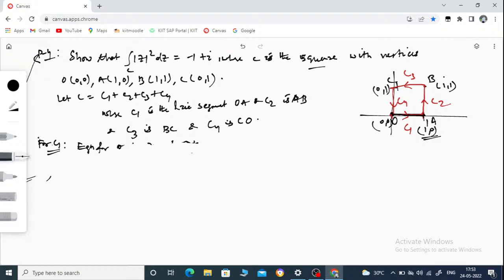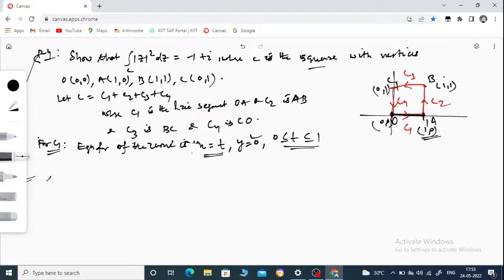For C1, the equation of the curve is x is equal to t, y is equal to 0, and here t varies from 0 to 1. You just say t varies from 0 to 1 for this line segment joining OA. This is a straight line, so x is equal to t, t varies from 0 to 1, and here the y coordinate is 0. So this is the equation for C1.